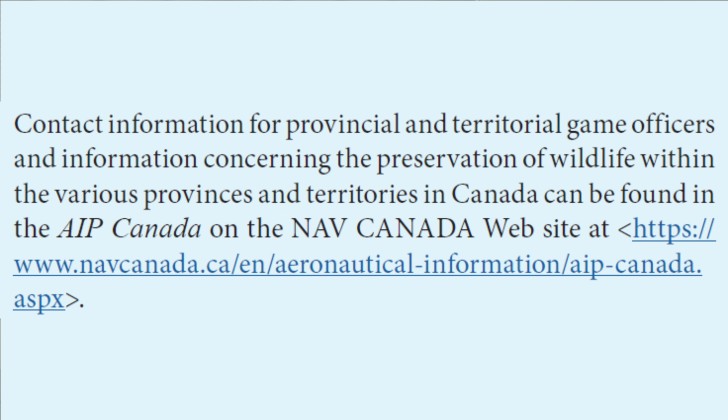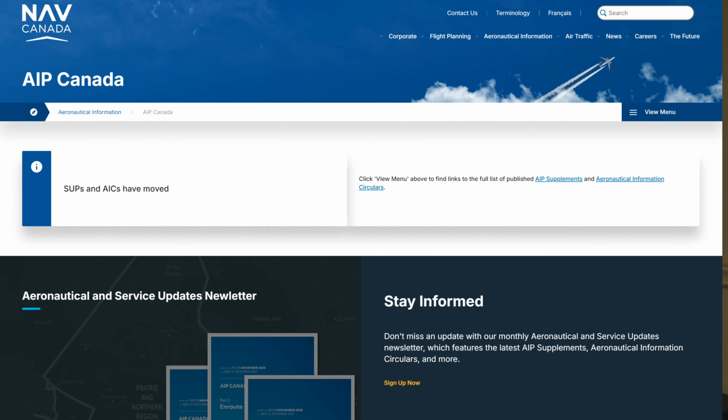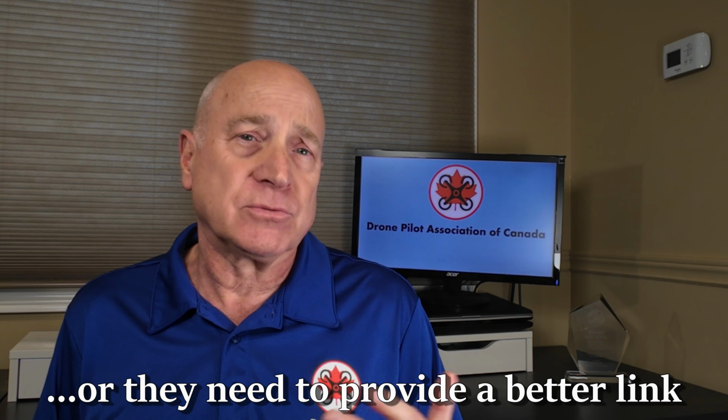The third paragraph in this section suggests that information about the preservation of wildlife can be found on the NAV Canada AIP website, and they give the link. I've looked through all the AIP documents and I couldn't find anything about wildlife on that page. So I think they're completely messed up with this reference and it needs to be fixed.